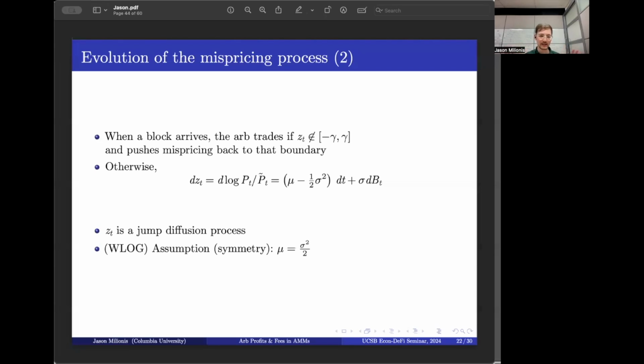On all of these other instances where you don't have any trade, so either no block arrives or a block arrives and the arbitrageur doesn't trade, the mispricing is going to be evolving like what we call a jump diffusion process. So it's going to have the form that you see on the slide. And for simplification in this talk, we're going to also assume that the drift that this process has is zero, so that we can express results in a simpler way. The paper contains the full results, but let's just focus on these for this talk.